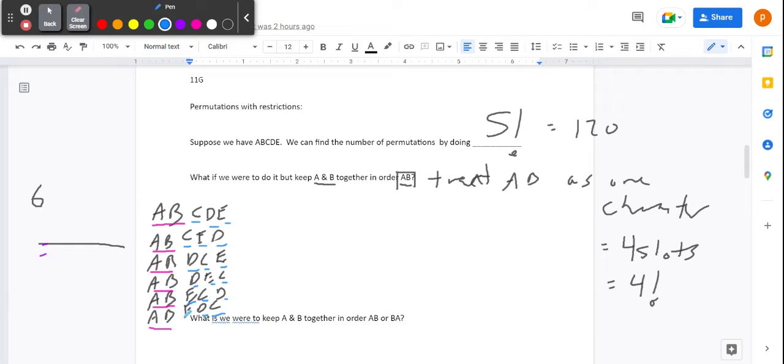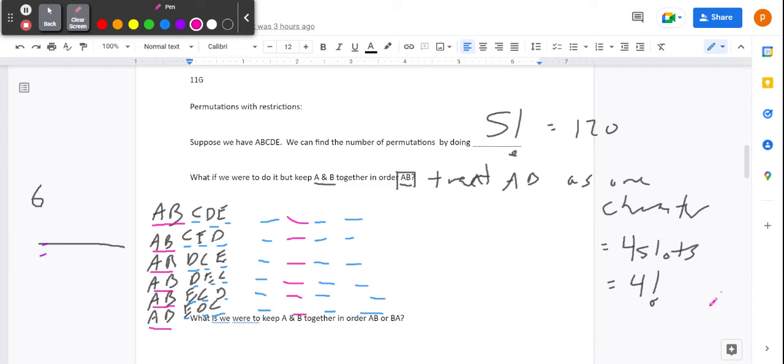So A, B, we're going to treat as one character. The other 3 slots, we could have whatever we want. So if A, B is the second character, for instance, we would have 6 different permutations, all the way down the line. Again, we'd have 6 of those, then 6 with AB being the third thing, and 6 with AB being the fourth thing.